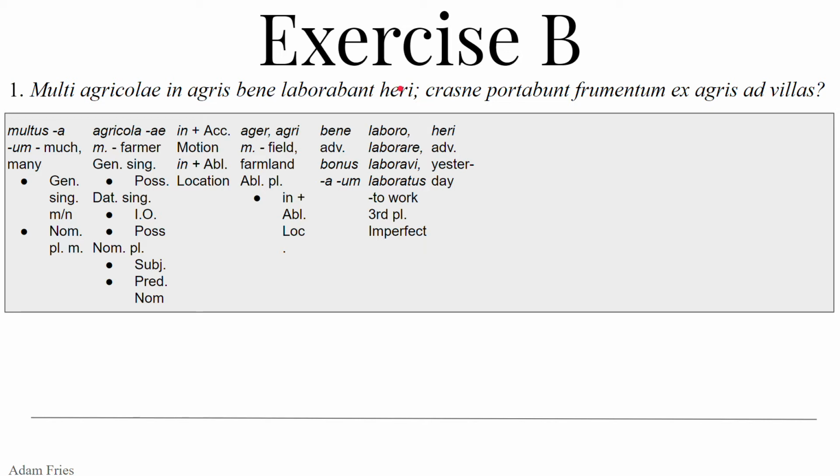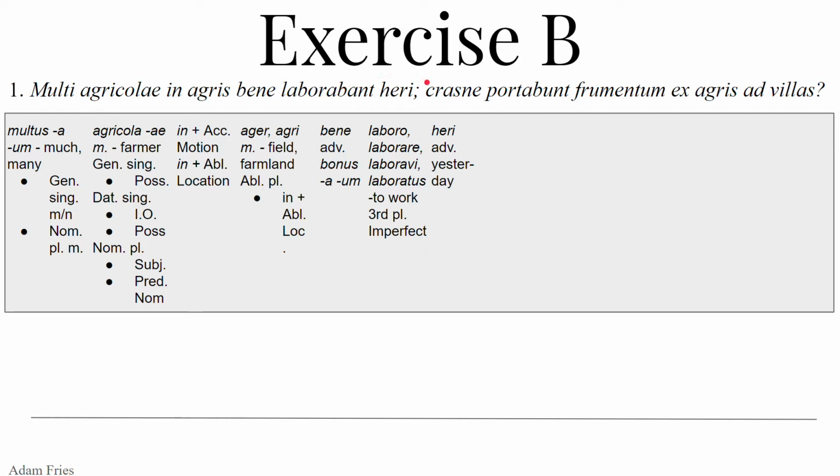Adverbs modify verbs, so they tell when actions can happen. They can also tell where and why and how. Yesterday is a when, it's temporal, so it's describing when the action occurred. The action was occurring yesterday, and it was pretty good. It happened well, went well. Multi agricolae in agris bene laborabant heri, semicolon. So let's make a decision about multi agricolae, probably nominative plural masculine, the subject. Many farmers in the fields were working well yesterday. Many farmers were working well in the fields yesterday.